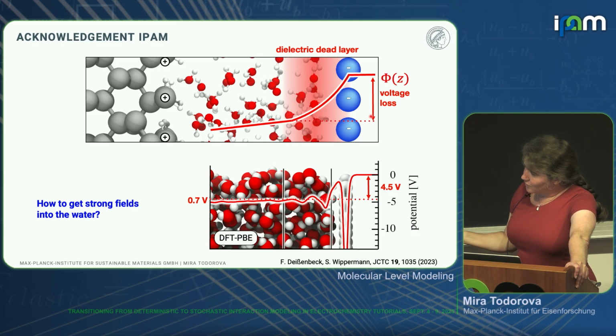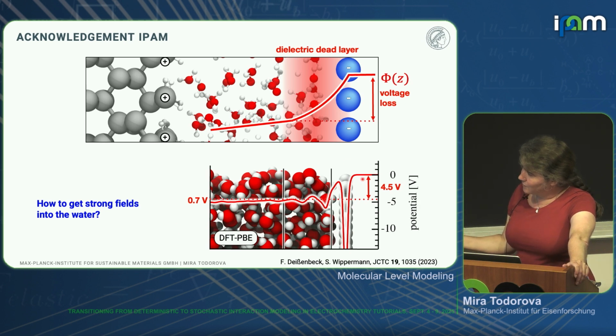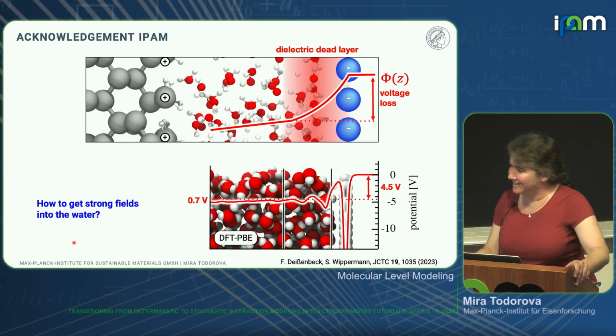Stefan and Florian actually calculated this by running extremely long water calculations. I don't know how many months they ran it, and they see that if they apply a voltage of 4.5 volts, what we get at the water working electrode interface is 0.7 volts. So you see, we have really a huge loss. We need to do something about this.